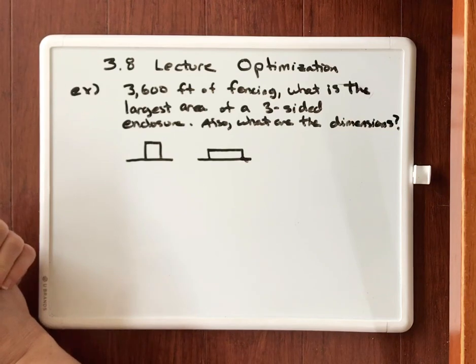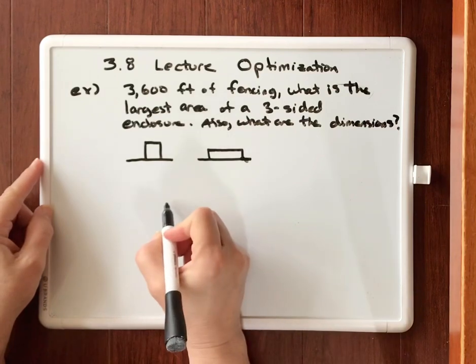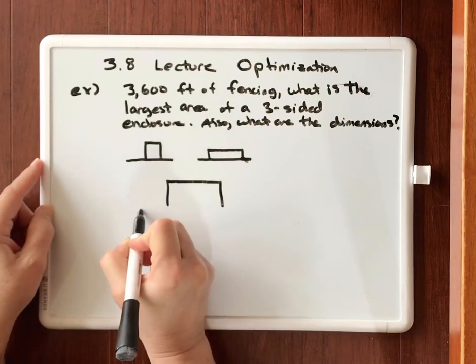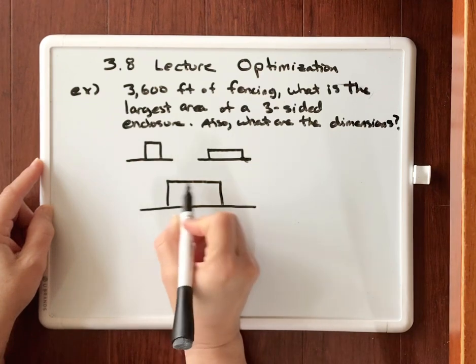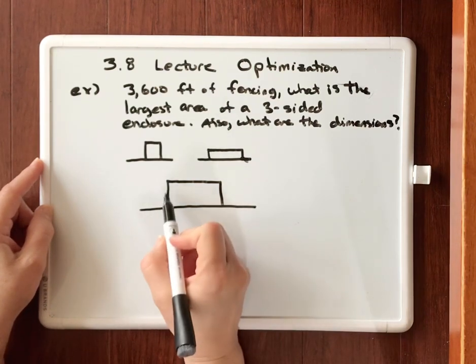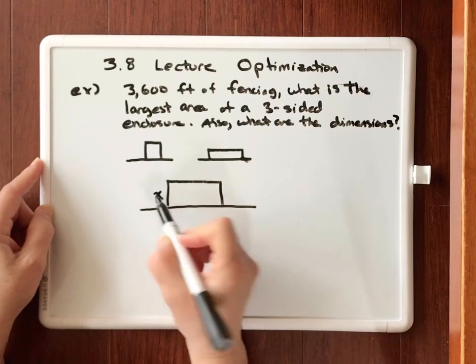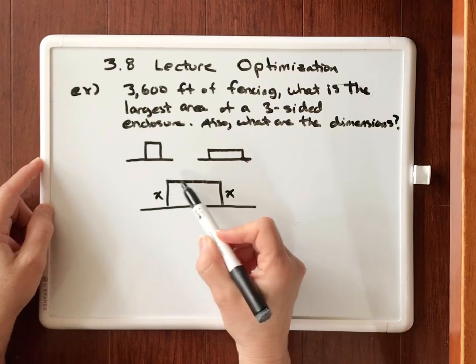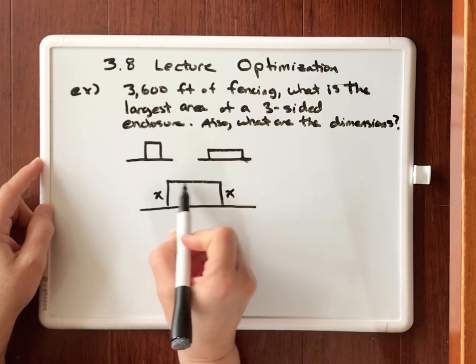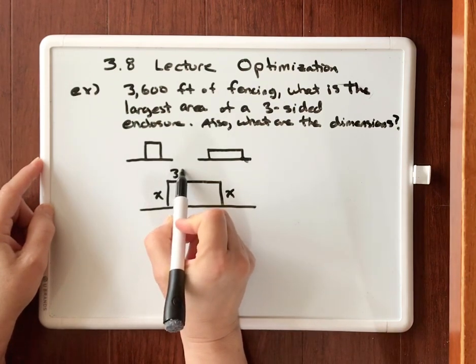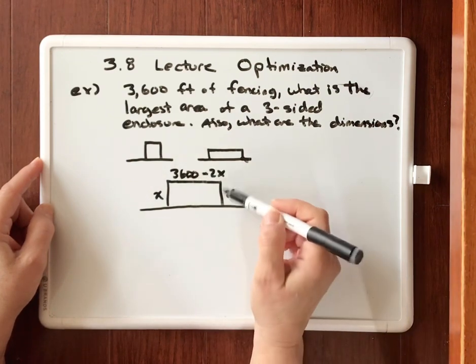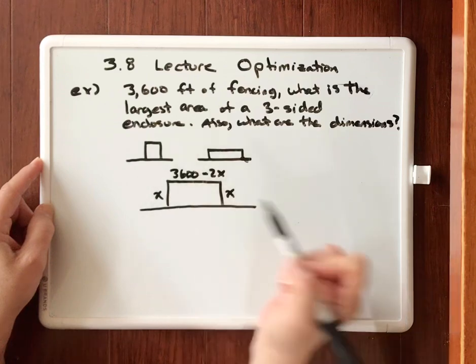Okay. What we do know is the total fence is 3,600 feet. So let's draw a picture. Here's the wall. Here's the fence. All right, we don't know the length of these two sides, but we know they're the same. So we're going to call those x. Now this whole thing is 3,600 feet. So this piece right here is going to be 3,600 minus 2x, because we're going to take away these two pieces to get this left over.